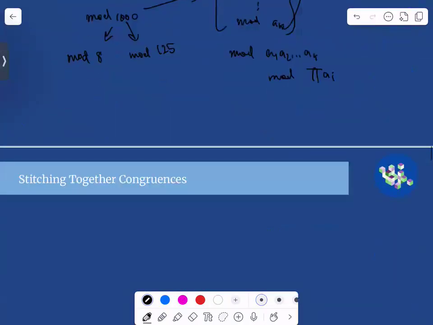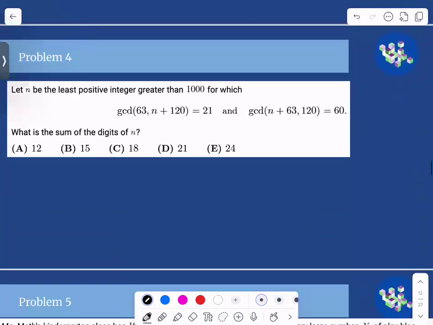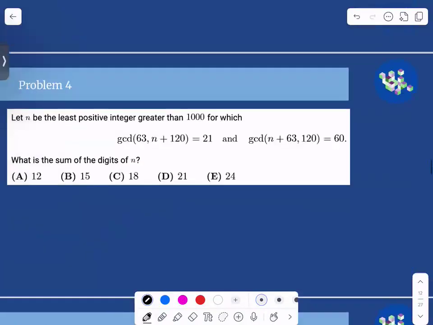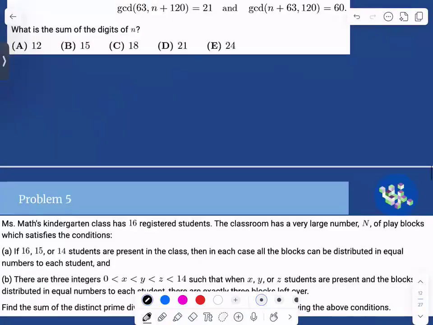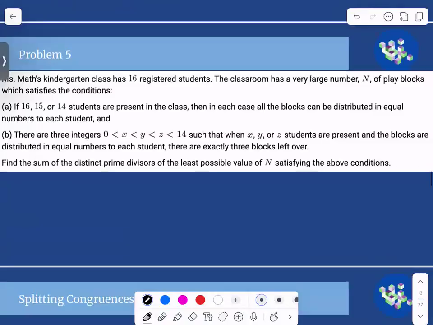So that's a brief overview of the Chinese remainder theorem. And then we're going to skip this question for the time being, and if we have time, we'll come back to it. This is a question that you can try to give a go.